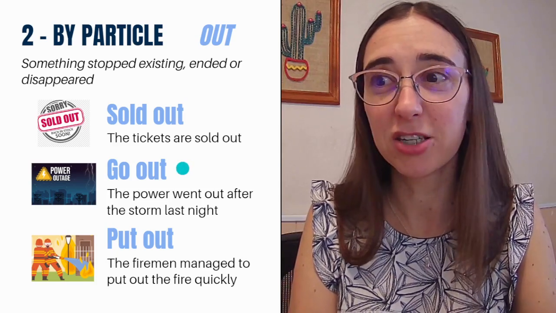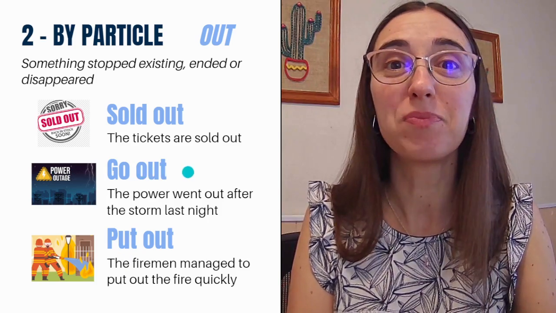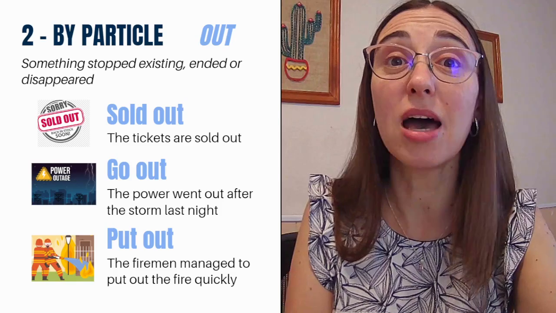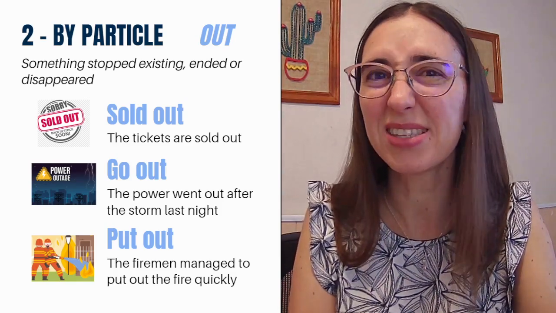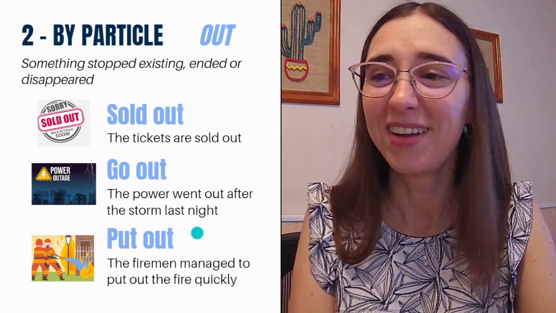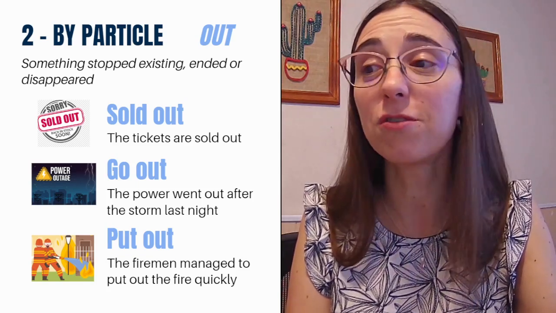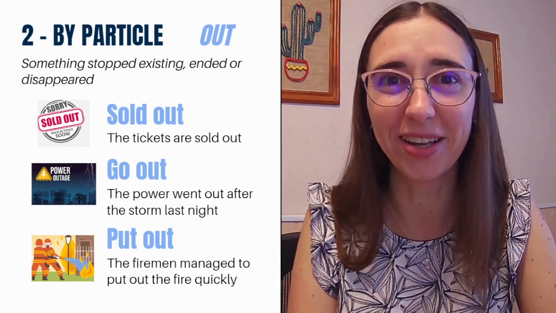So the power, the electricity, here we have the picture of a power outage. So if the electricity has gone out or if it went out last night, it means that there's no more electricity. It has ended, it has stopped. Same thing here with this other picture. Look at the firemen, and it says the firemen managed to put out the fire quickly. So they managed to stop the fire quickly.